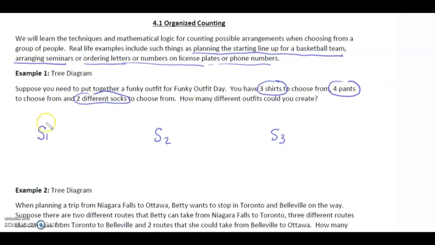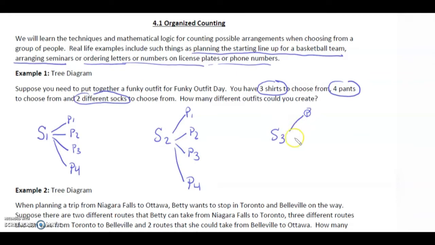Now, if you choose shirt 1, you have 4 pants to choose from. So you could have shirt 1 and pant 1, shirt 1 and pant 2, shirt 1 and pant 3, shirt 1 and pant 4. Or you can choose shirt 2 and pant 1, shirt 2 and pant 2, shirt 2 and pant 3, shirt 2 and pant 4. And the same for shirt 3.